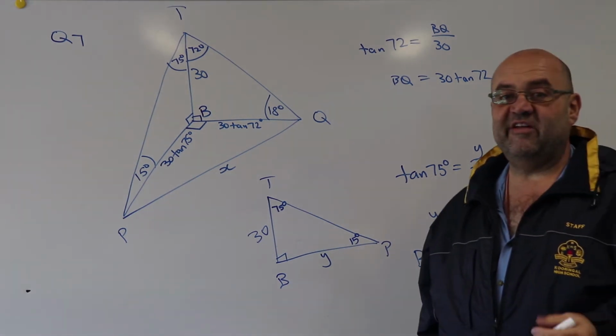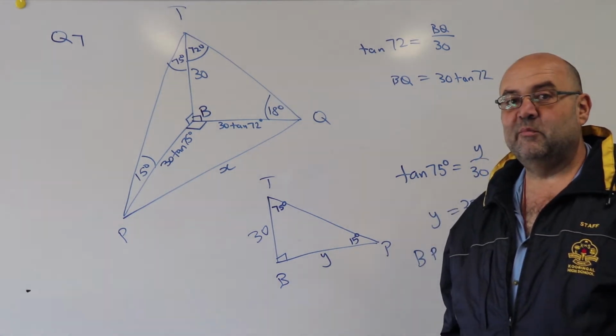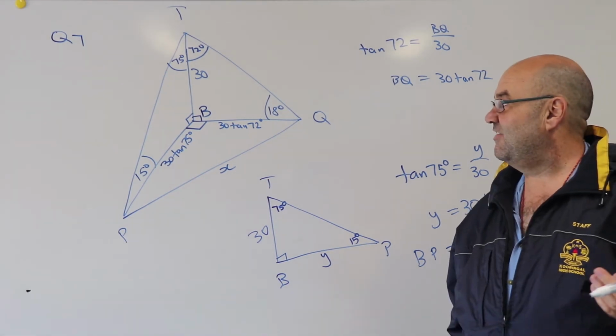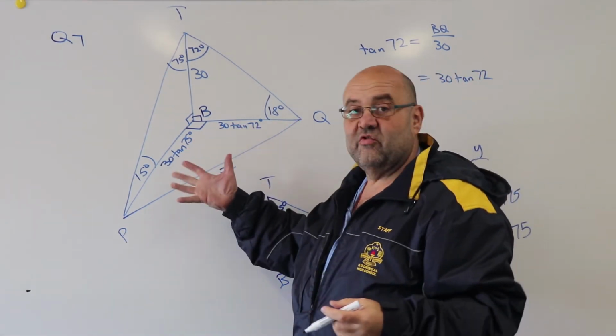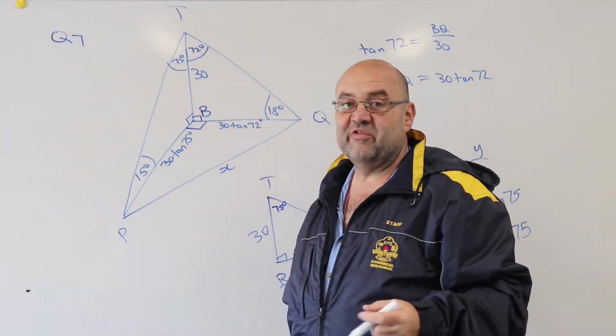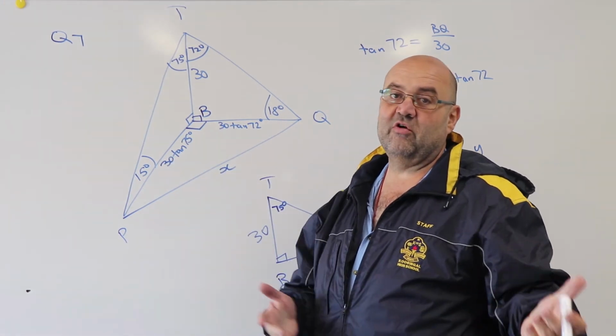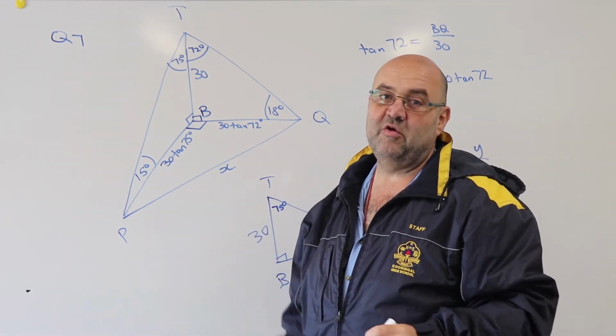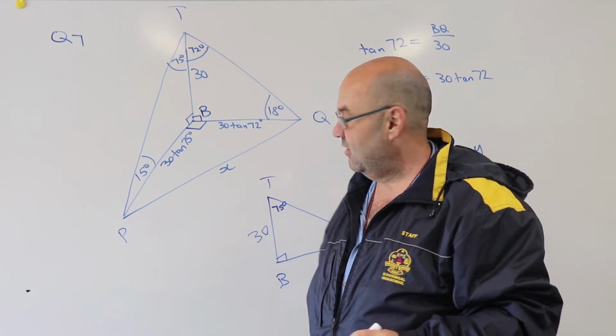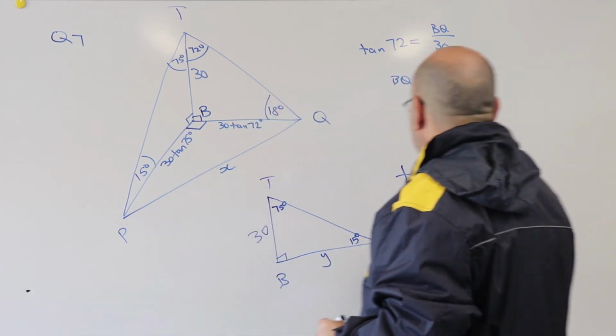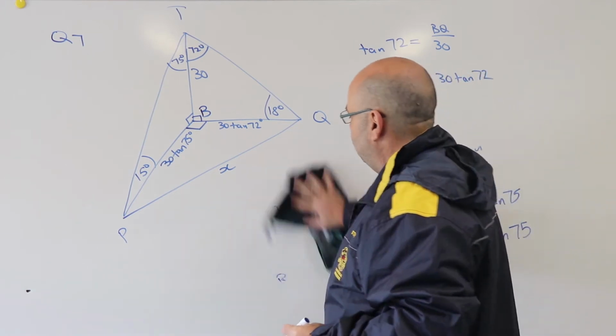And now they ask me to find x. Piece of cake, because I've got a right angle triangle and I know the two short sides. It's begging me to use Pythagoras' theorem. Okay, so let's do that. Let me clear some of this stuff out of the way.